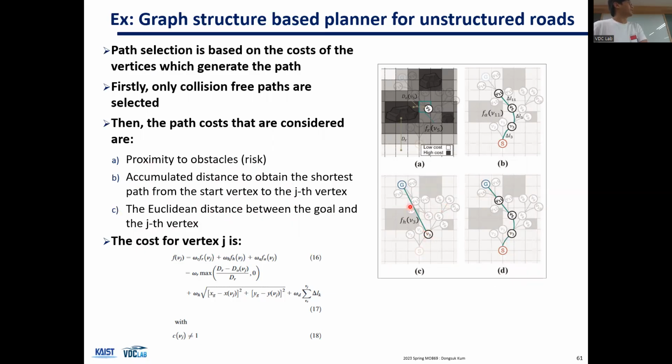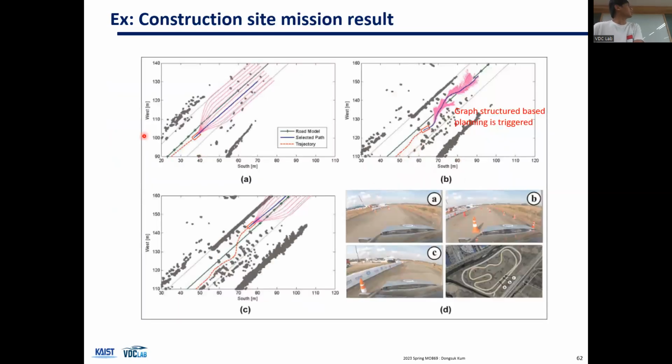So here, for example, this node will be the lowest cost node with respect to the goal, and this node will be selected. And this is the final result. Here's their demonstration. For structured roads, initially they used the conformal lattice planner. And then once it reached a road which has no road map data, it switches to the graph-based planner. And then it converts back to the conformal lattice planner.